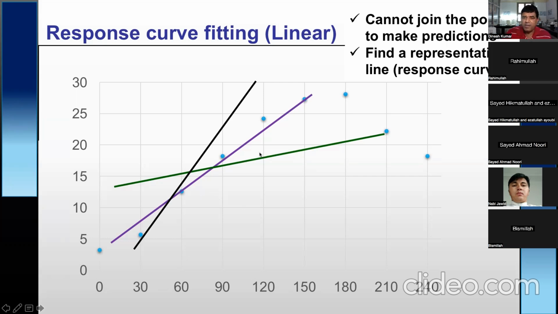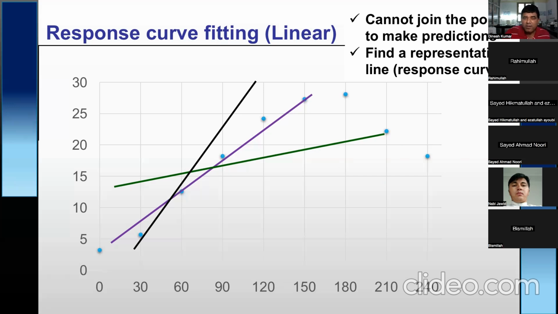We can find a line that best fits this data. We need to find a line that represents this data the best, the best line of fit. You can see many lines can be made. This one I just made randomly without any consideration. I made this green line. Okay, this can represent this data better. Then I put a purple line. This can represent it. Many lines can be drawn to represent this data.